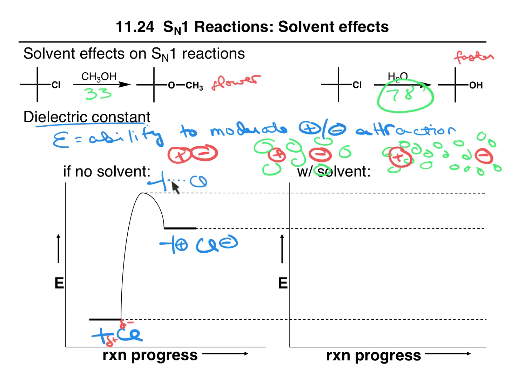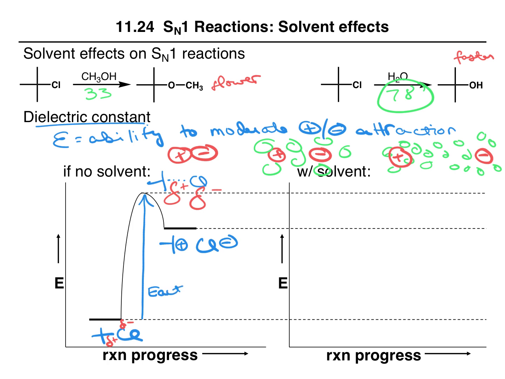Now, because the chlorine is pulling away electrons, we now have a bigger partial negative on the chlorine and a bigger partial positive on this carbon. And if we're pretending there's no solvent, this would be our activation energy.